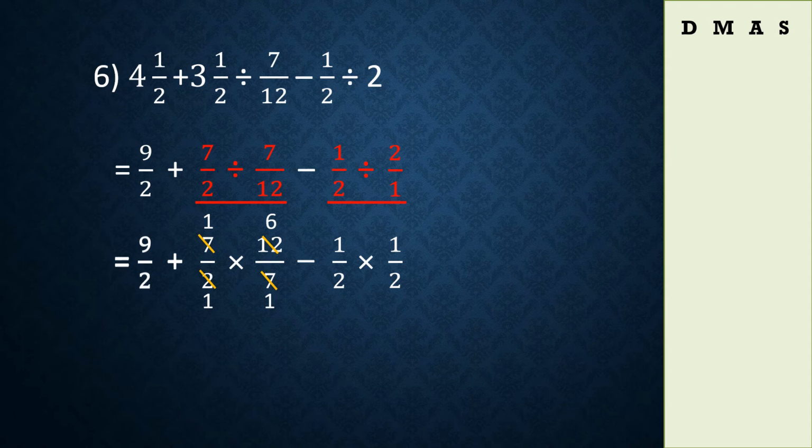So write 9 upon 2 and plus sign as it is. 1 6s are 6 and 1 1s are 1. So we get 6 upon 1. Then write minus sign as it is. 1 1s are 1 and 2 2s are 4. After multiplication, we get 1 upon 4. Now we have 9 upon 2 plus 6 upon 1 minus 1 upon 4.